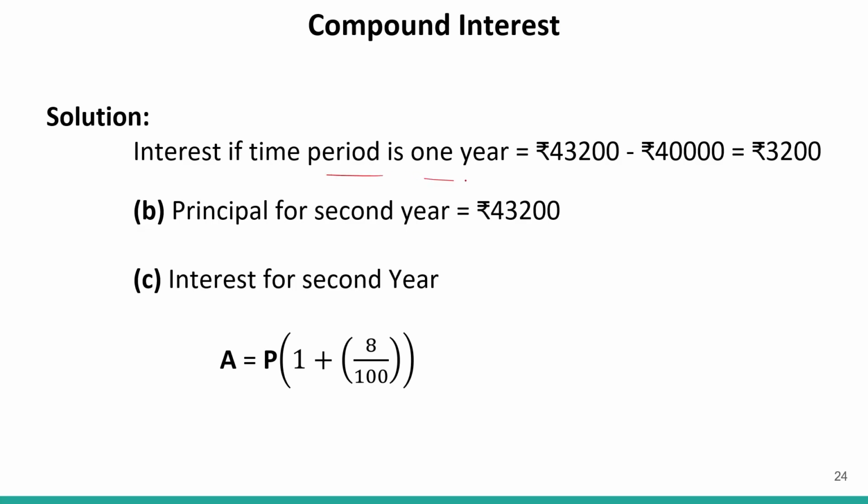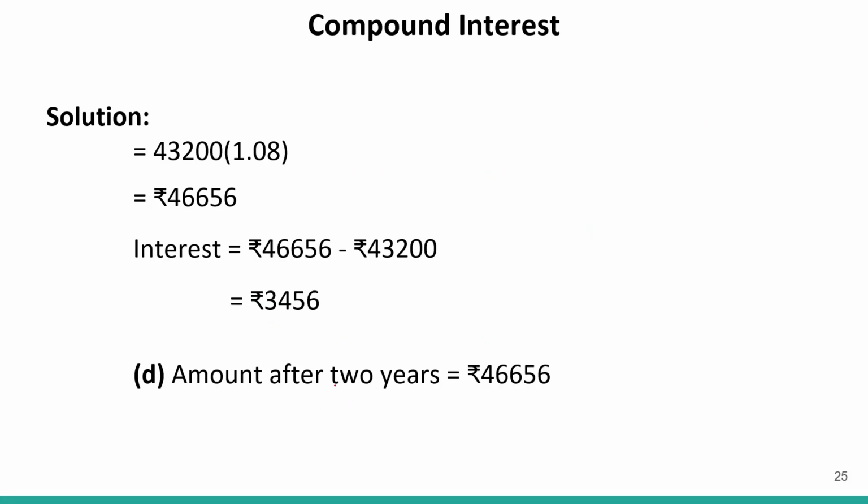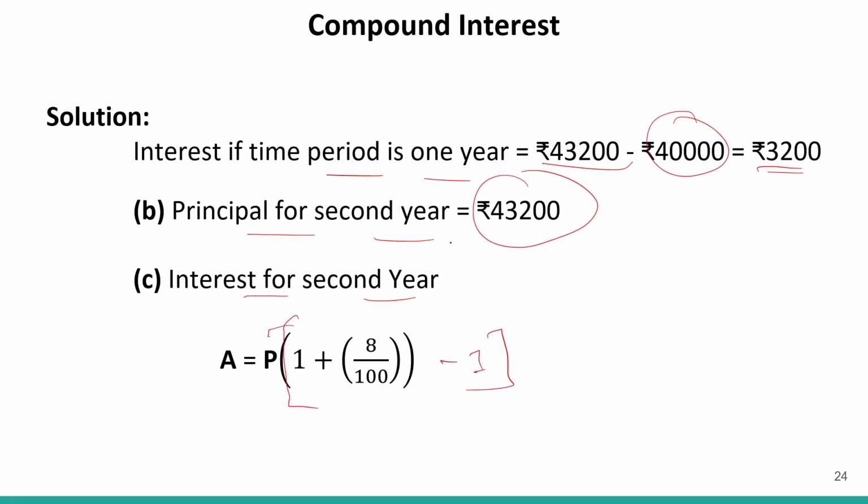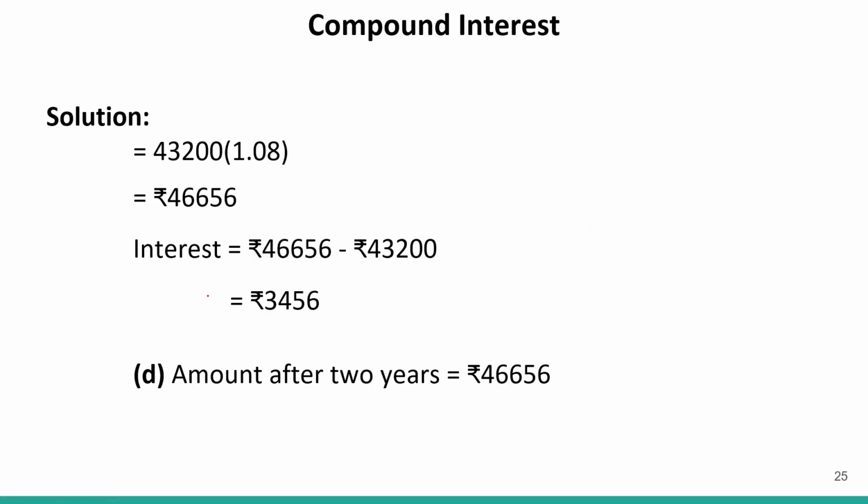So interest if time period is 1 year: 43,200 minus 40,000 gives 3,200. So principal for the second year will be 43,200, that is the amount after the first year. So interest for the second year will be this much minus 1. Or we can also put P is equal to this much and evaluate it. Here we took P as this one. So interest is equal to 3,456, and the amount after 2 years is 46,656 rupees.